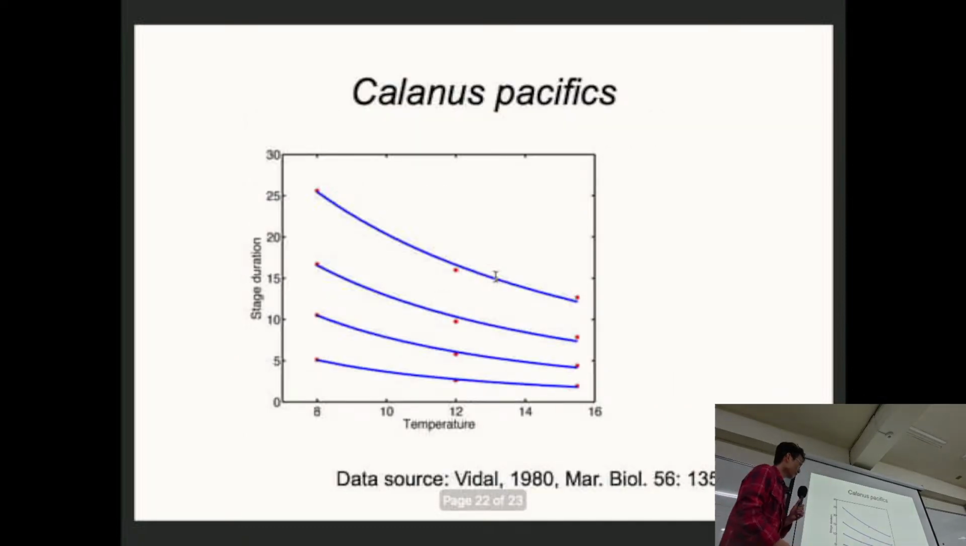All right, so this is the data I took from a paper published in the 1980s by Vidal. He did this incubation experiment with a copepod species, and cultured the copepod at different temperatures, for different stages. Usually at higher temperature, the time is lower. So the red dots are the data.